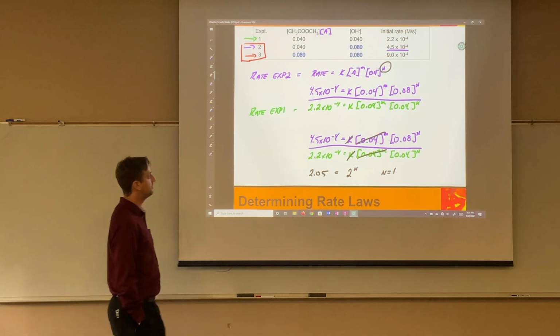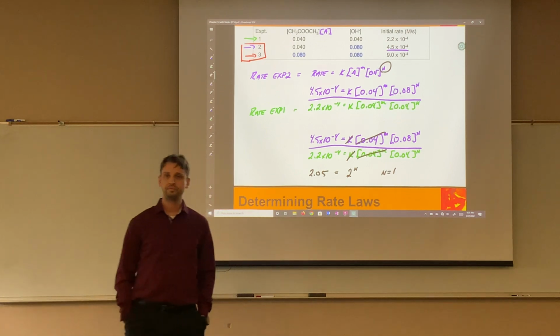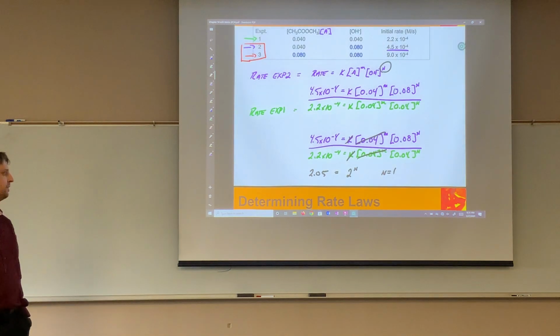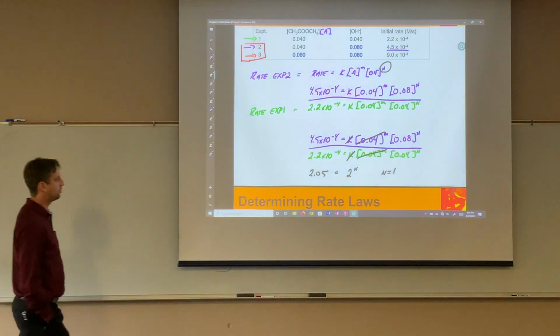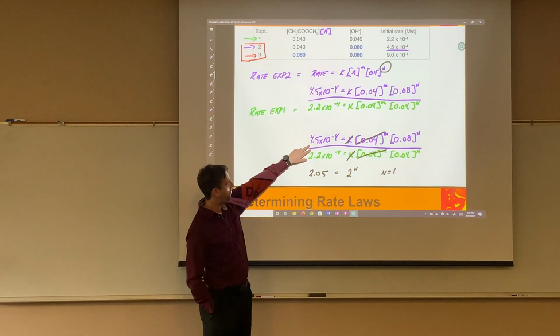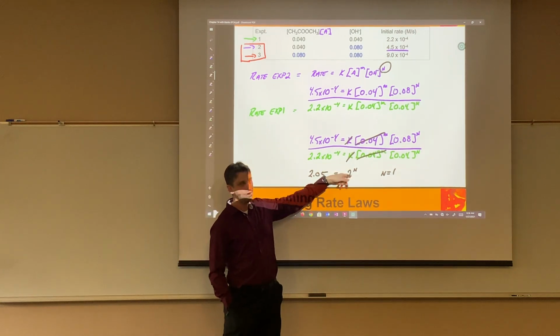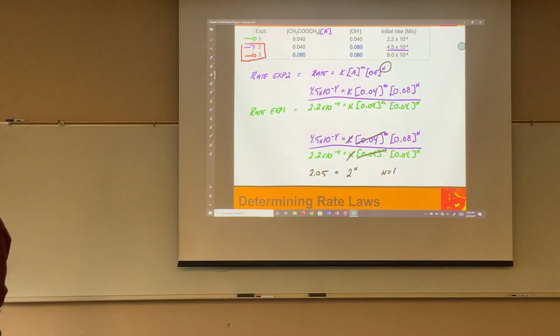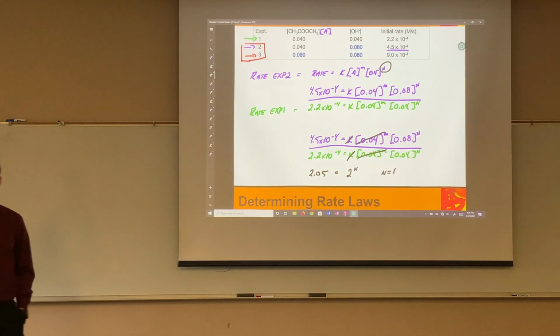Would the expression with the higher value go on the top? It wouldn't make a difference, but that's typically what I do. Because if you flip this, you'd have 1/2 is equal to 1/2 to the n. Maybe it would be a little bit harder to look at visually, but the math would come out the same.